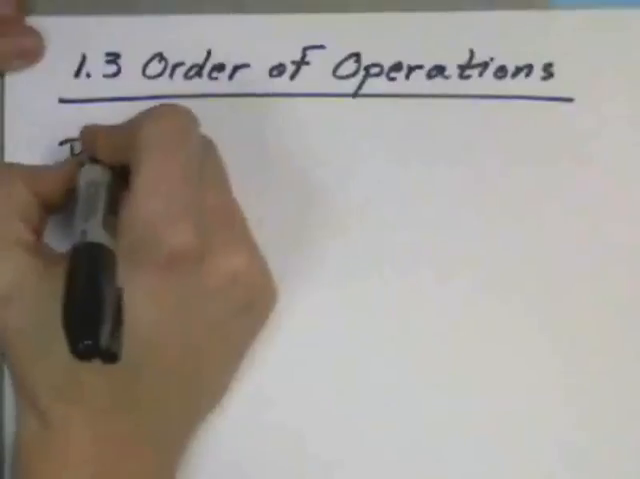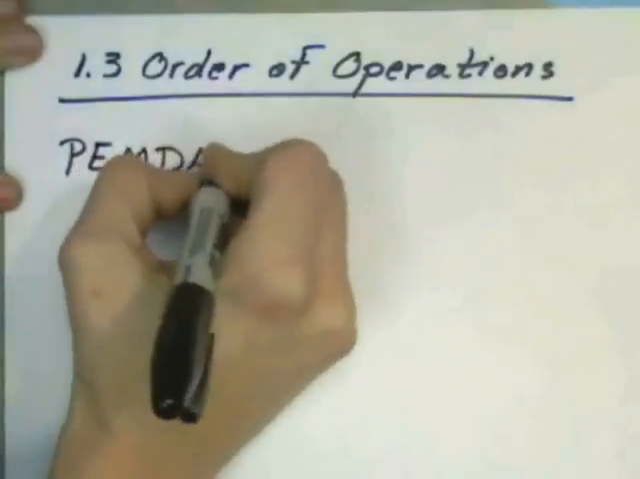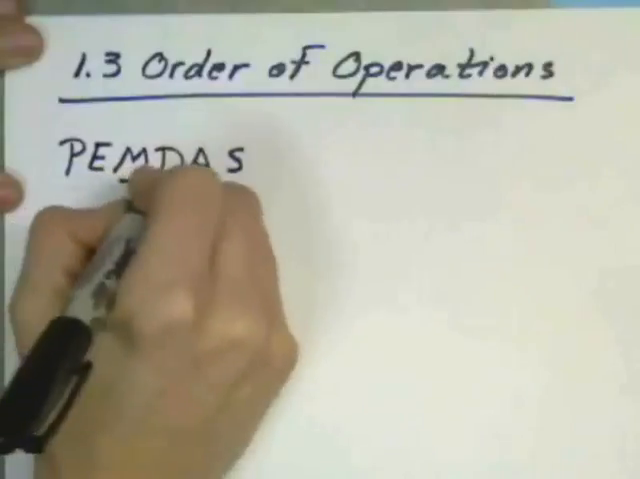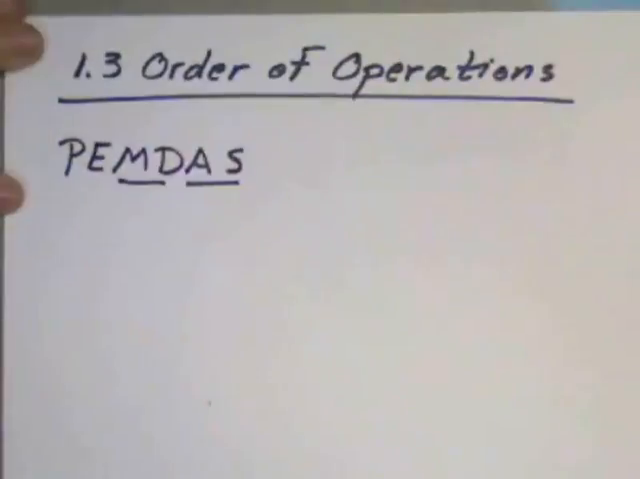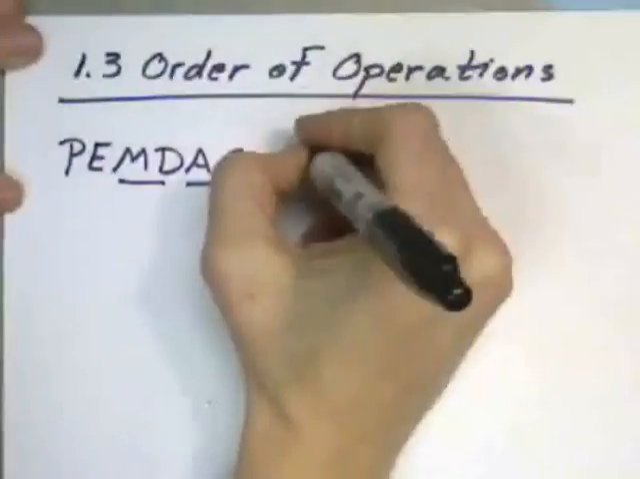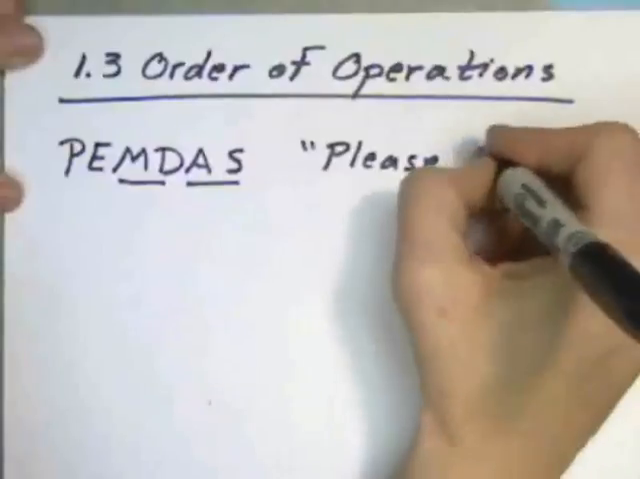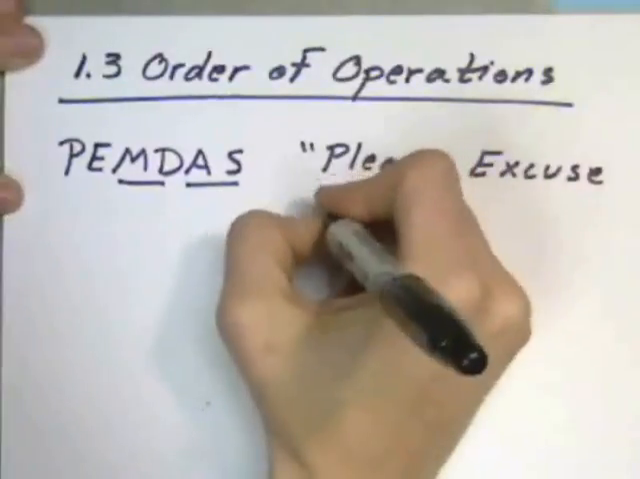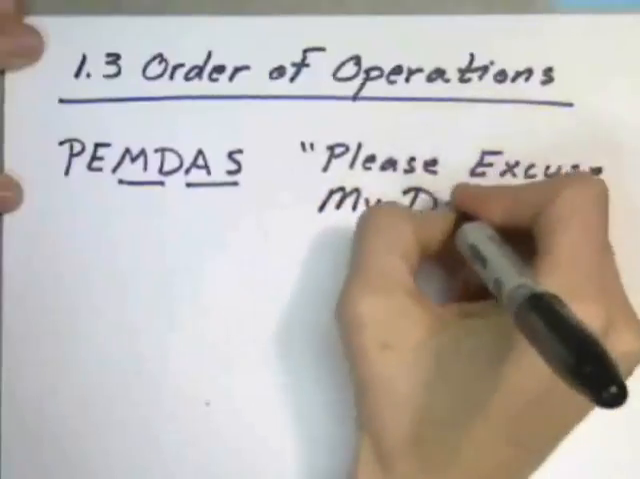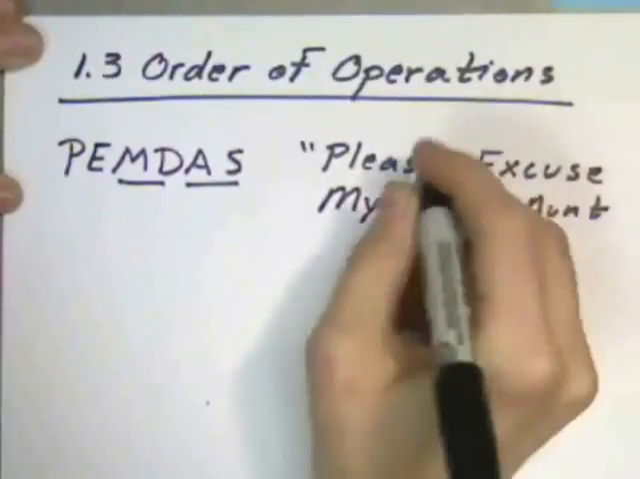A lot of people will say, please excuse my dear Aunt Sally, where the M and D, multiplication and division, go together, and the A and S, add and subtract, go together. So again, that is please excuse my dear Aunt Sally.